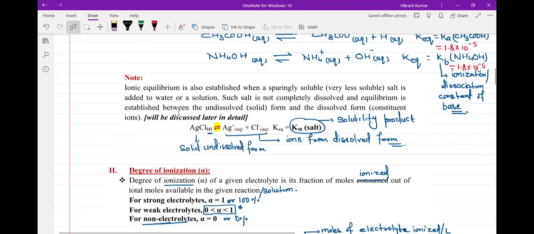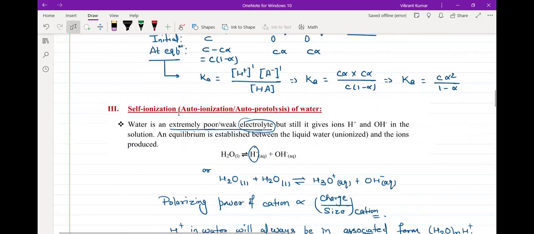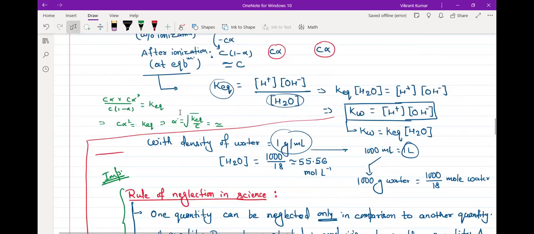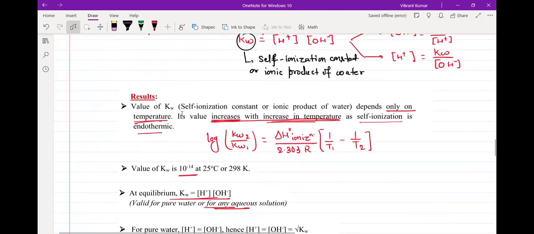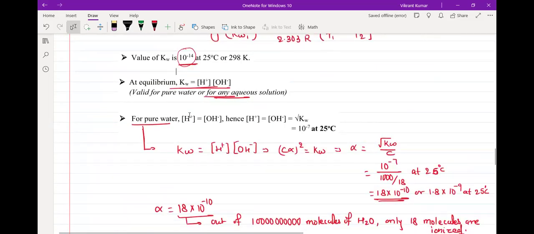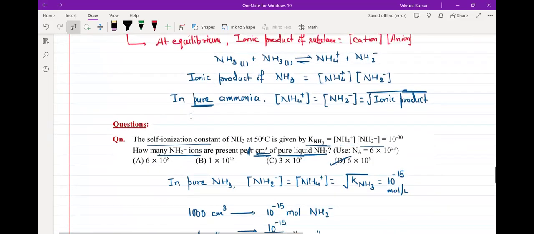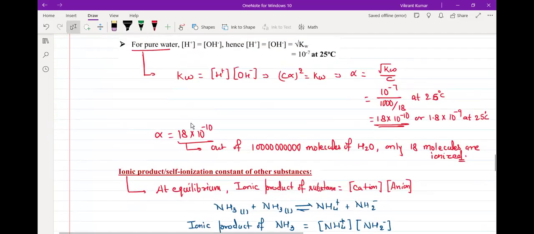After this we talked about Kw, and there we are getting a number like 10 raised to minus 14 at 25 degrees C. If I'm changing the temperature, it will go slightly up or down. So if I'm increasing the temperature, the value will be slightly increased. If I'm decreasing the temperature, the value will be slightly decreased. But in this chapter, like I told you, I have indicated that many numbers will be in this form. See, this 1.8 into 10 raised to minus 9.